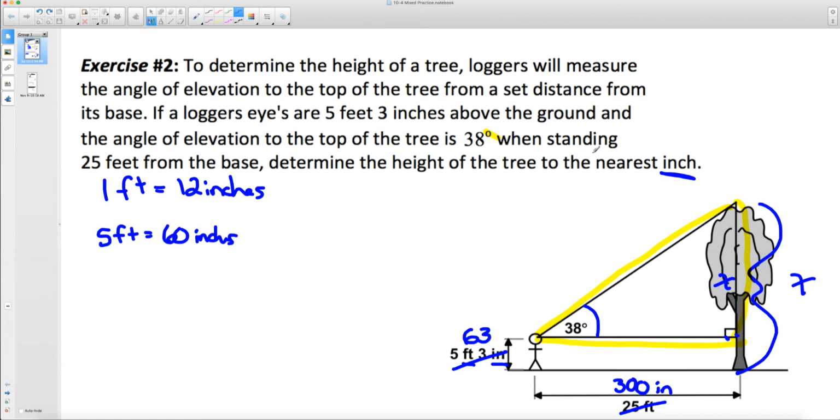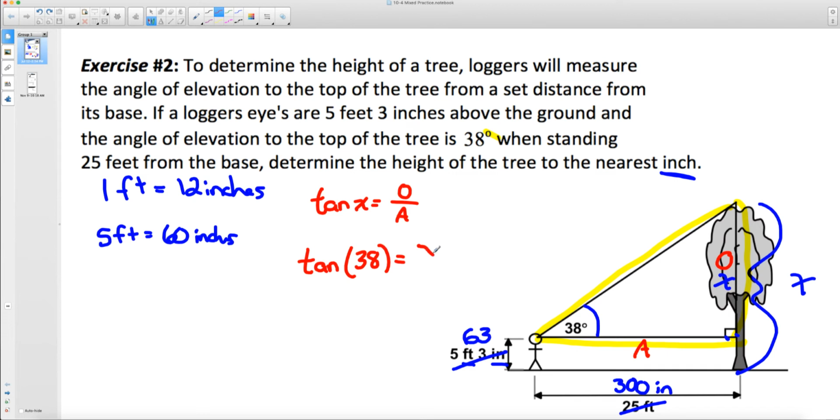Now we'll go ahead and label our triangle once again. This is our opposite, this is our adjacent. From here to here is 300 inches, from the person's eyes to the tree. We're dealing with O and A, that's tangent. So tan of some angle equals opposite over adjacent. Let's substitute in what we have. We have the angle is 38.